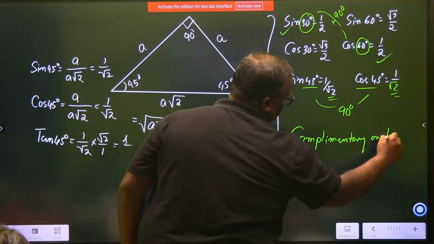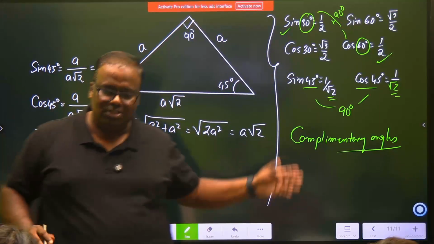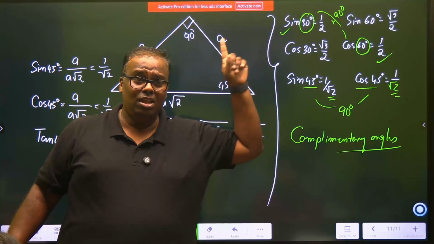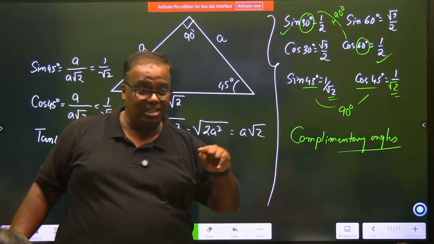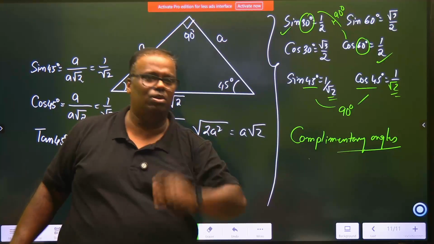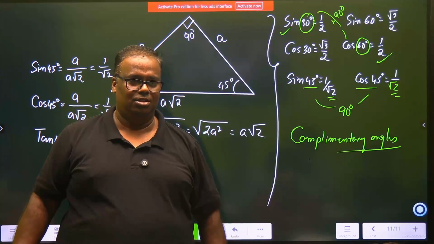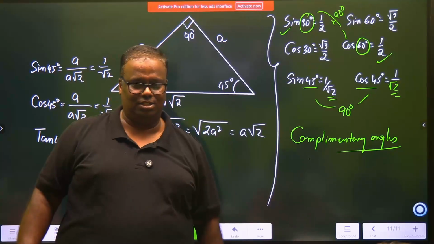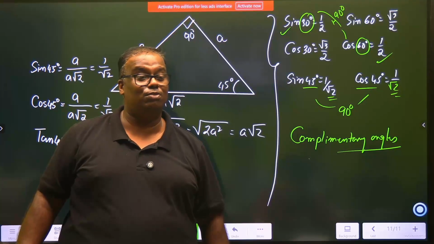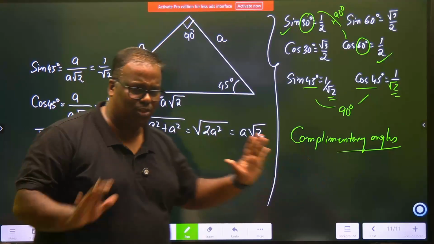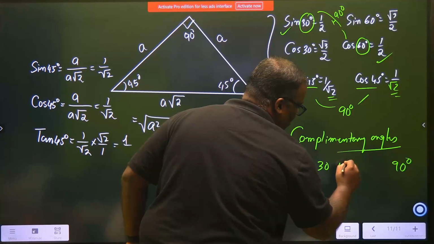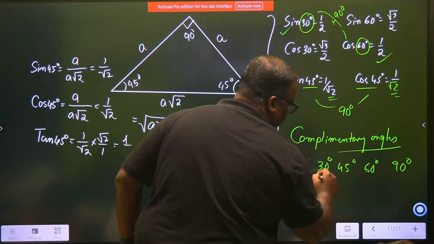Complementary angles. So the sine and cos ratios for complementary angles are always the same. In the 3, 4, 5 triangle, with angles 90, 37, 53, sine 37 has to be equal to cos of 53. Sine 10 has to be equal to cos of 80. Sine 81 has to be equal to cos of 9 degrees. And for 0 and 90, we are left with two more measurements, which we will do in our next class. 0, 90, 30, 45, 60. You have done this.